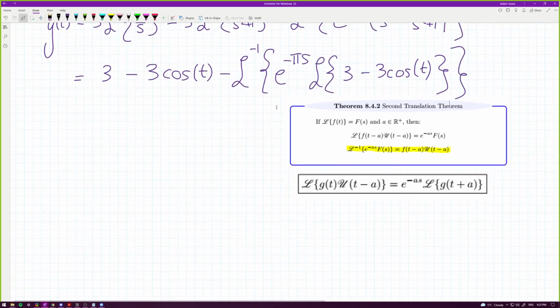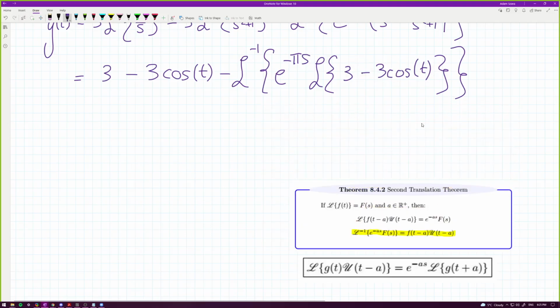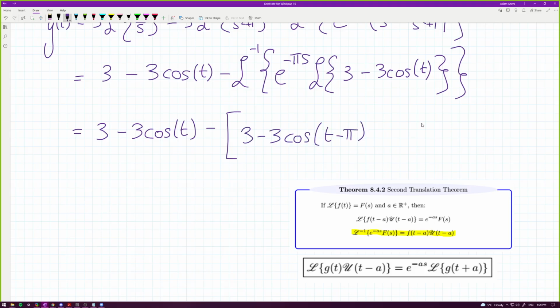Now we have exactly the form: e to the negative as times the Laplace of some function f of t. That's the function f of t. And this is equal to f of t minus a. So let's take a look at what that is. 3 minus 3 cos t, and this is equal to f of t minus a, so that's f of t minus pi. So 3 minus 3 cos of t minus pi, right?